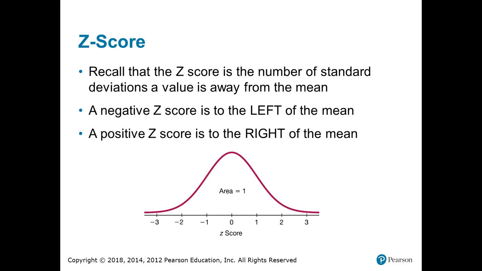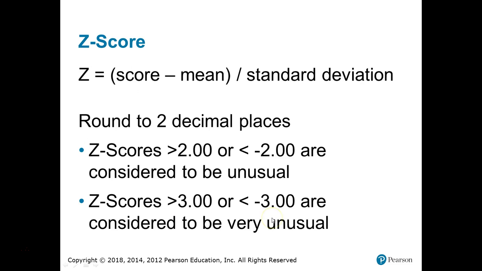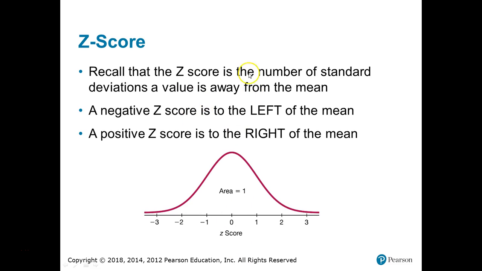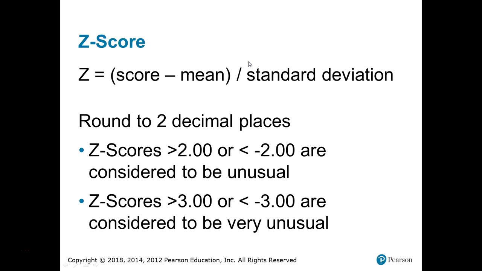Next is z-score, a very important concept. Recall that a z-score is the number of standard deviations a value is away from the mean. A negative z-score means that it is to the left of the mean, and a positive z-score is to the right of the mean. So how do you calculate z-score? It is the score, or really just the value that you're interested in, minus the mean, divided by the standard deviation. And we're going to round that off to 2 decimal places.